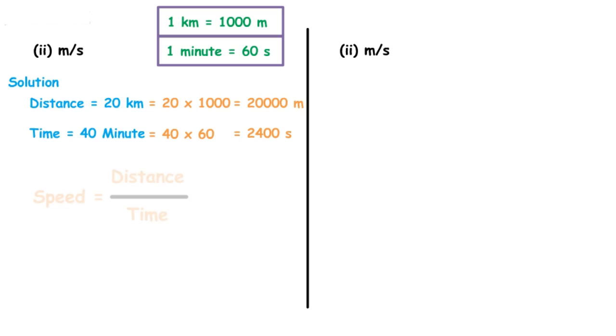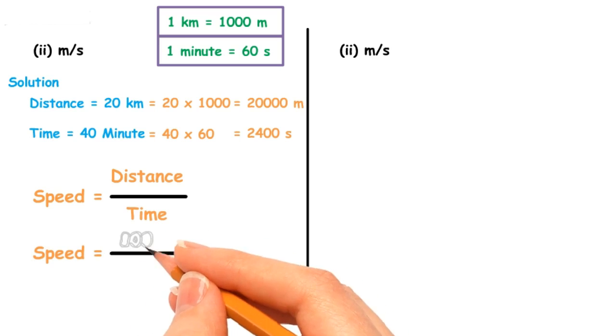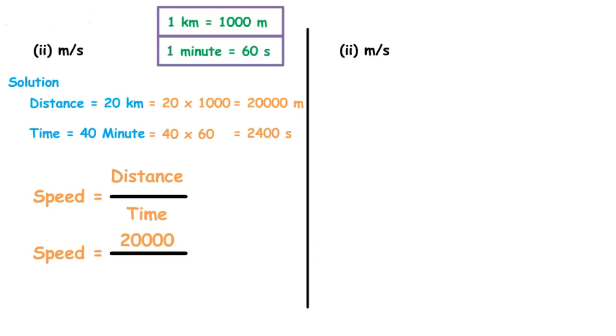Now speed equals distance over time. Distance is 20,000 meters, and time is 2400 seconds. 20,000 divided by 2400 equals 8 whole 1/3. The speed of the ferry is 8 whole 1/3 meters per second.